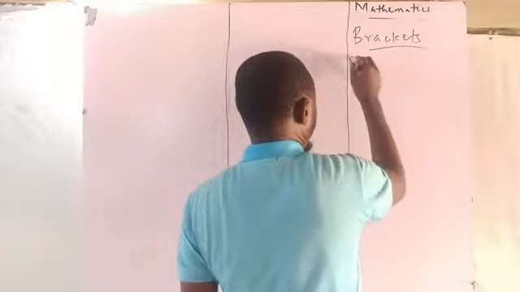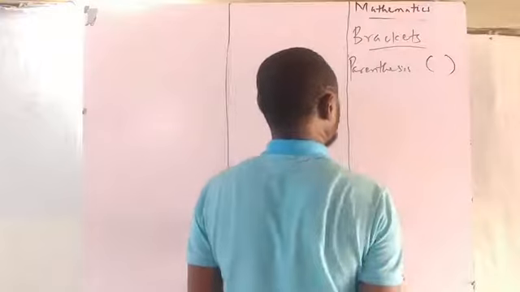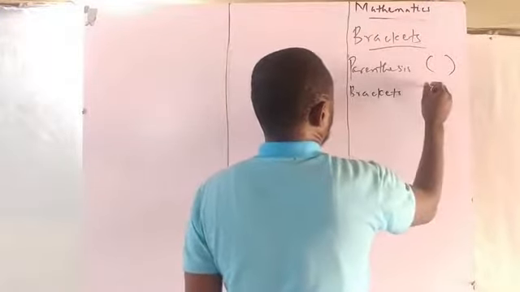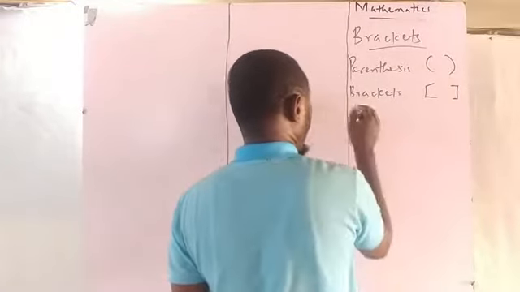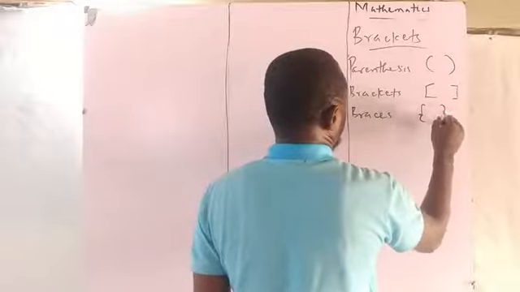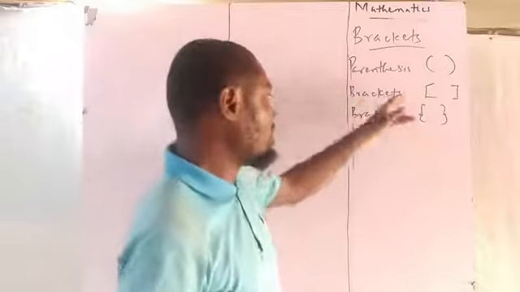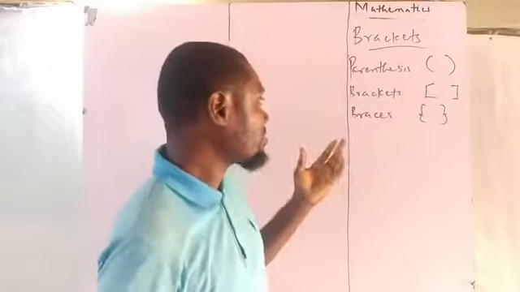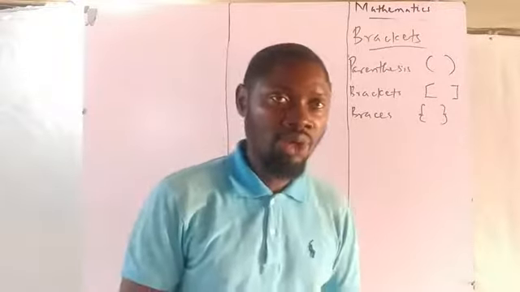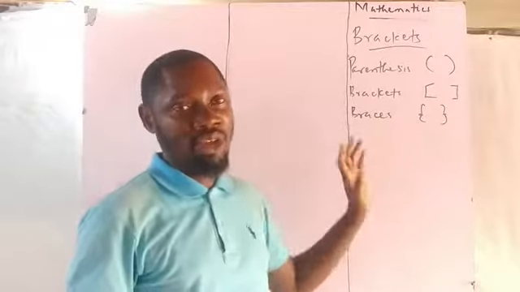Types that we have: the parentheses, this is how it looks like. We have the brackets also, like this. We have the braces. So these are the different types that we have: the parentheses, the brackets, the braces. I want to deal with this today. There are problems that may be given to you, and you see them having brackets, how to deal with such problems.